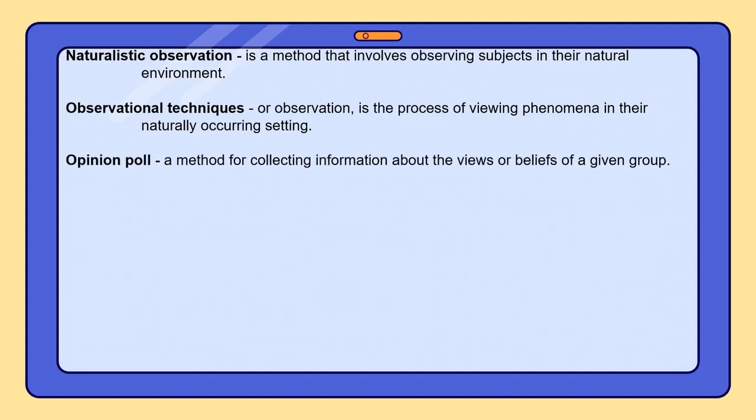Next one is opinion poll. A method for collecting information about the views or beliefs of a given group. The information from an opinion poll can shed light on and potentially allow inferences to be drawn about certain attributes of a larger population.